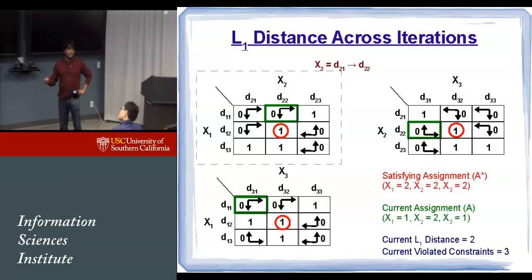It's not going to be on the number of violated constraints to prove why this randomized algorithm works. I'm going to make an argument on the L1 distance. So don't get confused with the number of violated constraints. Okay?